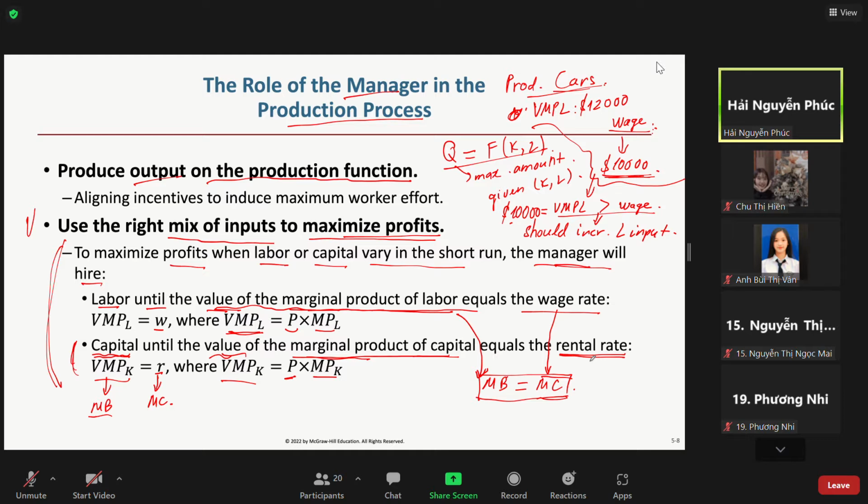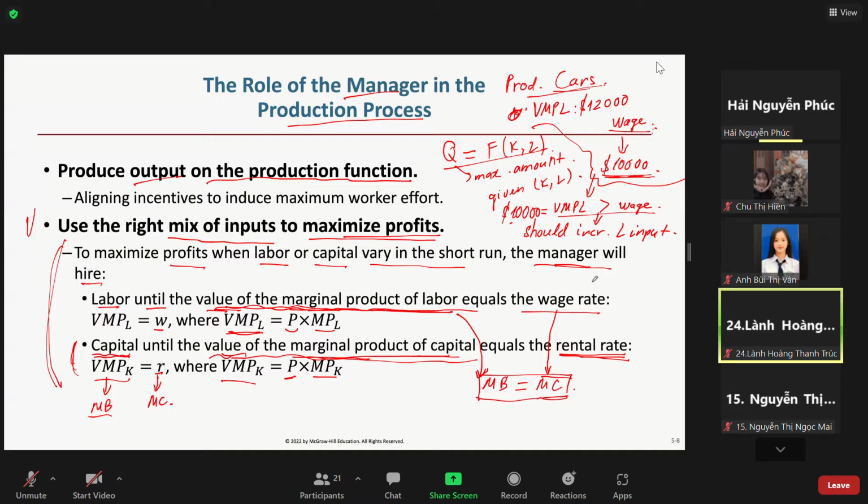Ở đây chúng ta có hai đầu vào, đó là lao động và tư bản. Như vậy thì lợi ích cận biên từ tư bản phải bằng chi phí cận biên cho tư bản. Hay cái khác là value of marginal product of capital equal to the rental rate. Và tương tự như vậy, lợi ích cận biên từ lao động, value of marginal product of labor should be equal to the wage rate. Tức là lợi ích cận biên từ lao động phải bằng với chi phí cận biên cho lao động.